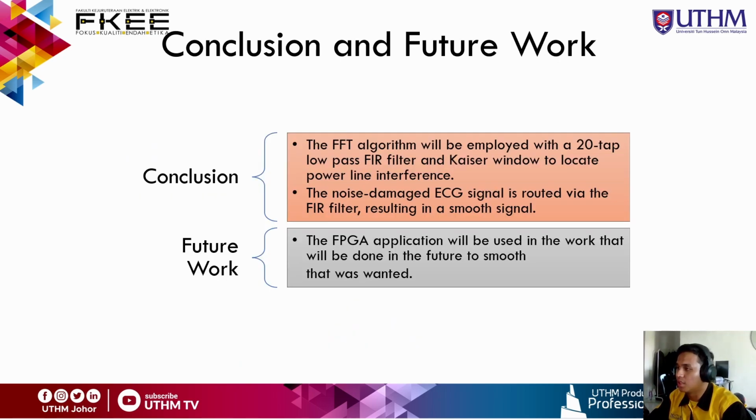Here is the conclusion and the future work. For the conclusion, the FFT algorithm is employed with a 20-tap low-pass FIR filter and Kaiser window to locate power line interference. The noise-damaged ECG signal is routed via the FIR filter, resulting in a smooth signal. After I filter using the FIR Kaiser window low-pass filter, every single signal shows a smooth result.